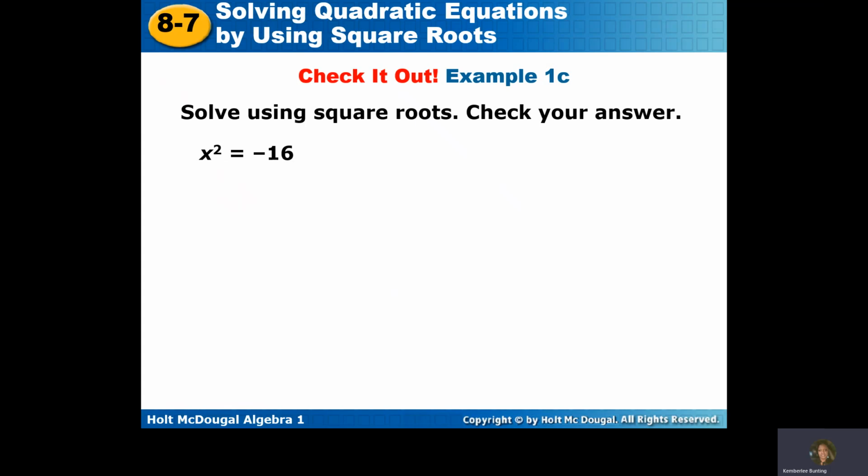Negative 16. Ew. X squared equals negative 16. Y'all, same process.